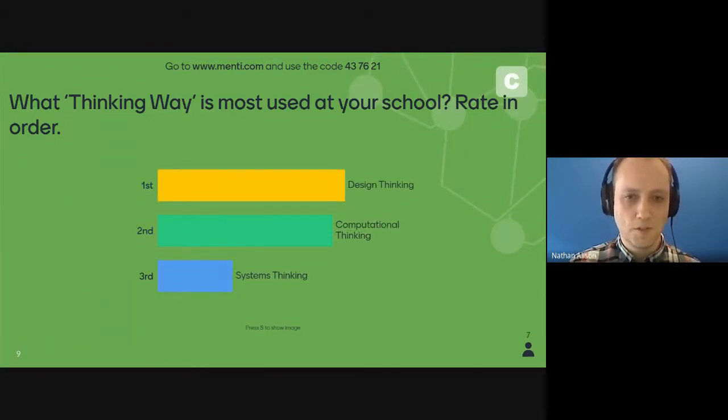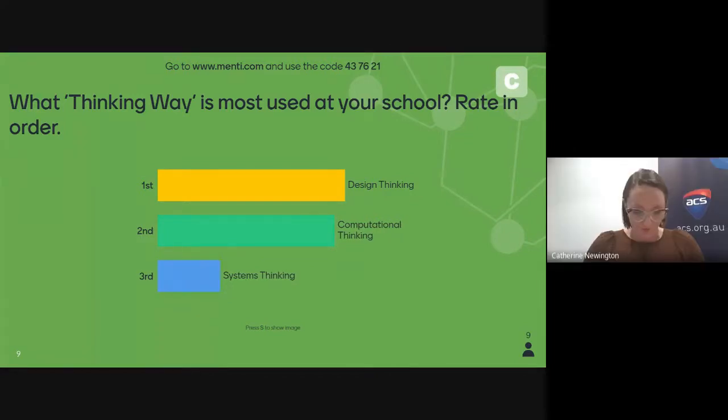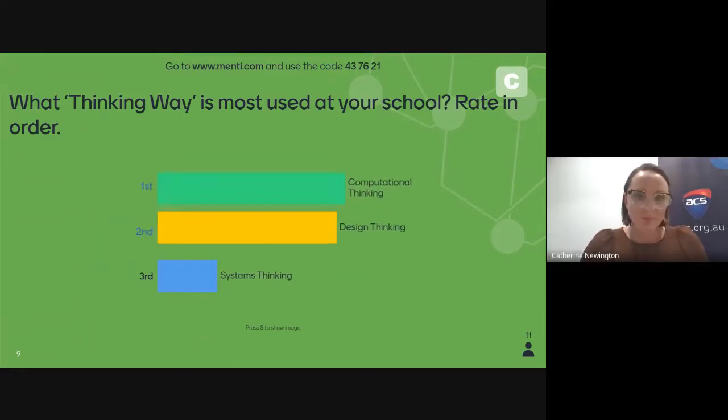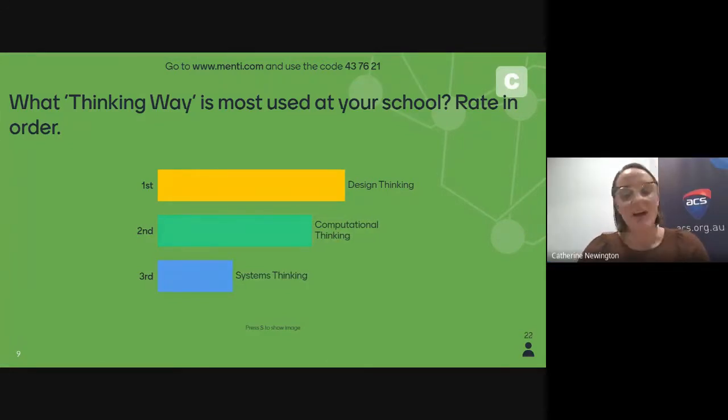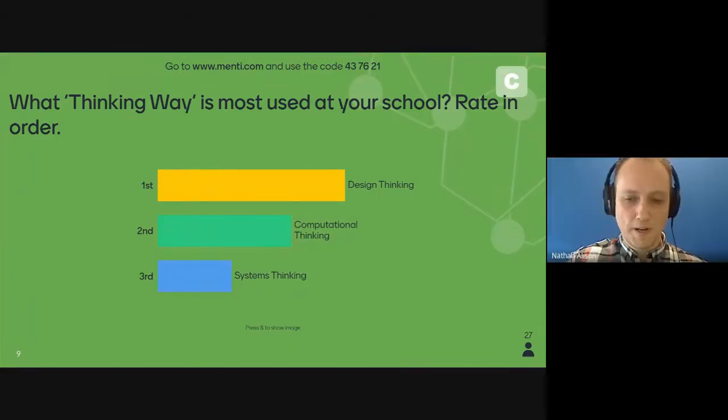Oh, great. We've got ones coming in there. Terrific. Yeah, beautiful. I'm not surprised to see systems thinking at the bottom, actually. I was anticipating that. Yep. See, I love design thinking because for me, it's always been about creativity. You know? We'll just wait another, maybe 15 seconds or so.